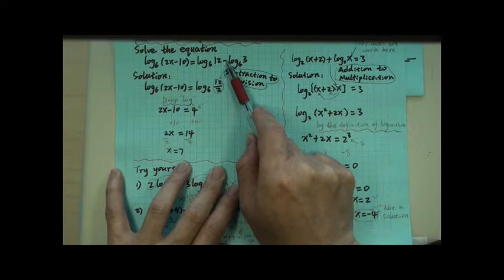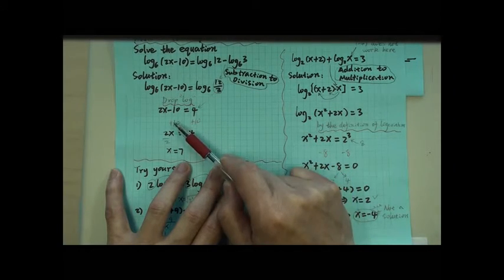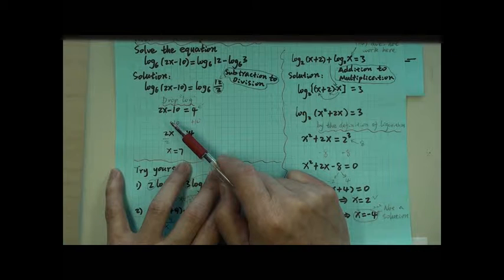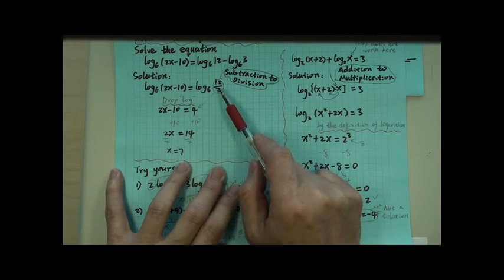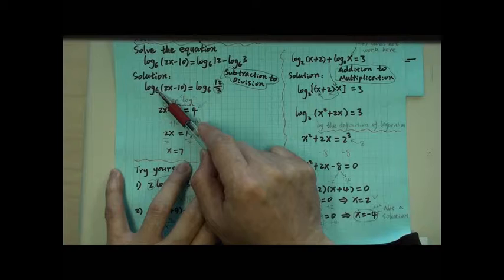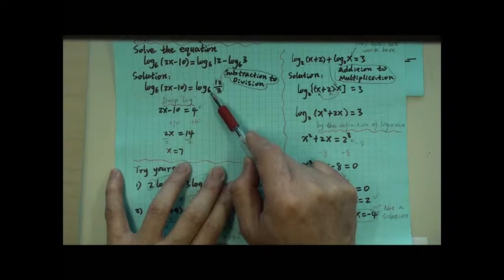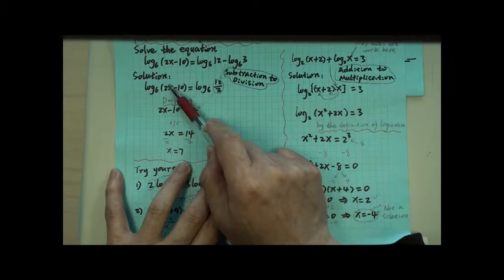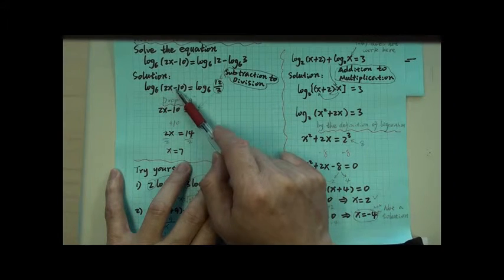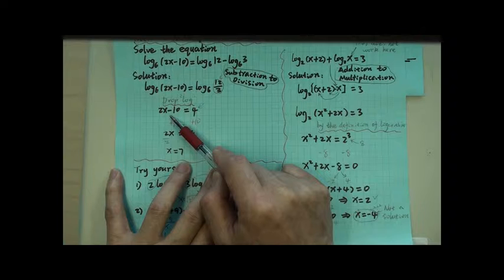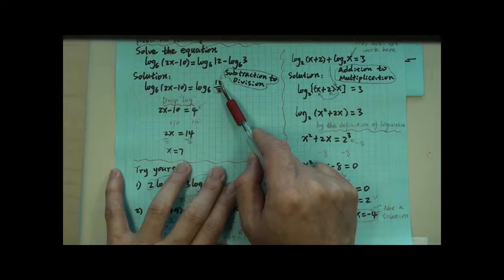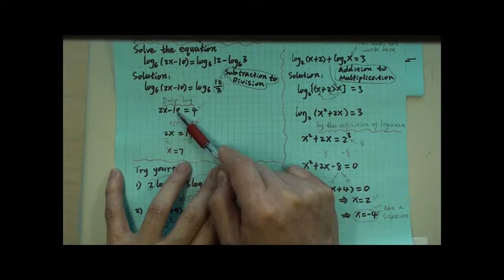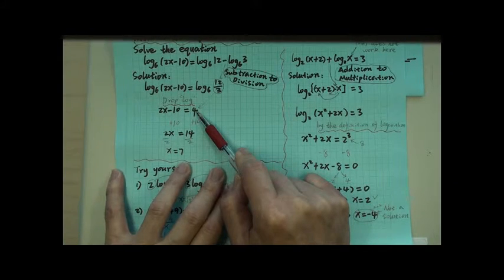Okay? Subtraction to division because they have the same base. Alright, here is log base 6, here is log base 6, then you can drop it. So 2x minus 10 on the left, 12 divided by 3 is 4, so then you have 2x minus 10 equals 4.